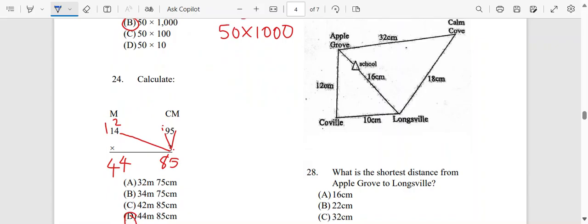So it's actually 28. All right. Sorry about that. So, what is the shortest distance from Apple Grove to Longsville? Let's look. Apple Grove to Longsville. See it there. Then look at the 16, 16 centimeter. All right.